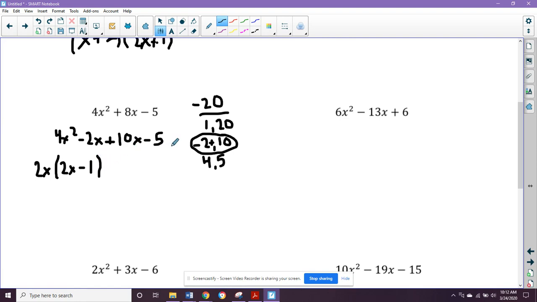Let's look at our second side. We have 10x minus 5. What's the greatest common factor here? Between 10 and 5, greatest common factor would be 5. So plus 5. If you factor out a 5, you're left with 2x minus 1.